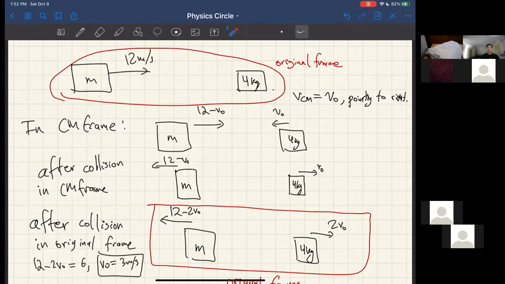Have I considered the center of mass always moving with v0 to the right before and after the collision? Yes, this is what I said at the very beginning. The center of mass velocity is always the same in a collision if there's no external force. There was no external force in this problem. The center of mass velocity was always the same, v0 to the right, because there is no external force.